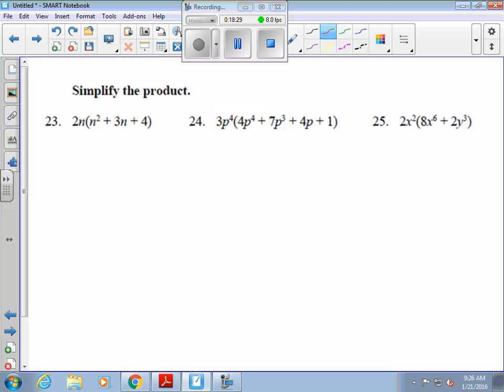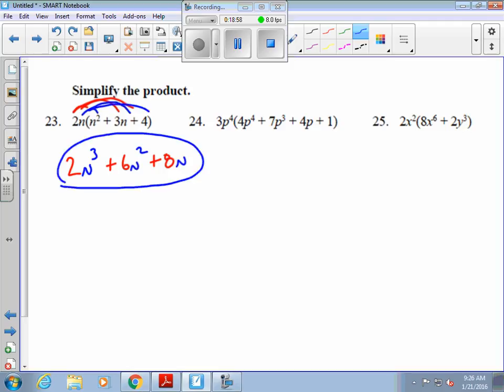Number 23 says simplify the product. 2 multiplies by everything. Times this, it's 2. Times this, it's positive 6. And times this, it's positive 8. And n also multiplies by everything. N times n squared, you add exponents, n to the 1 plus n to the 2 is n to the third. N times n is, again, 1 plus 1 is 2. And n times that is n. So 2n to the third plus 6n squared plus 8n. And we'll pick up the rest of it on part 2 of the video.